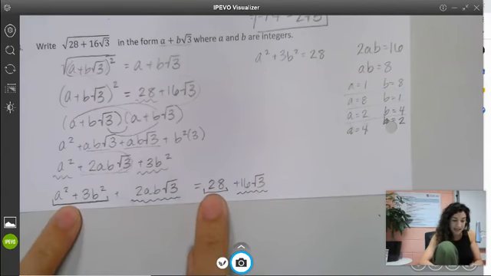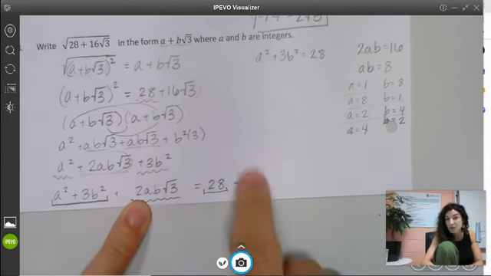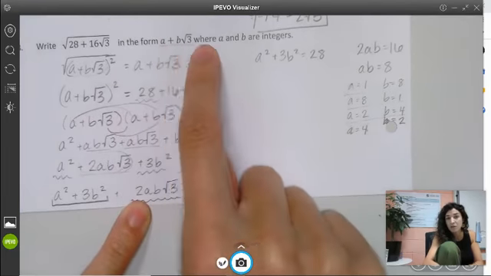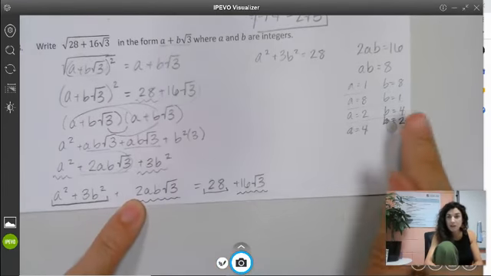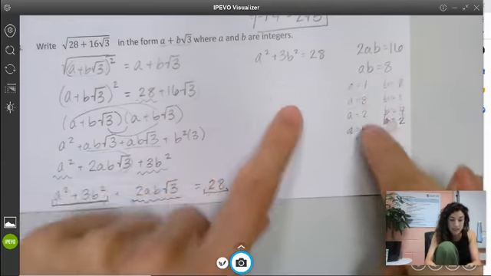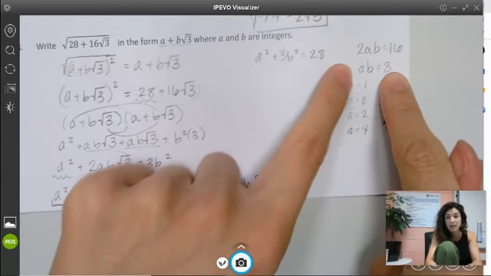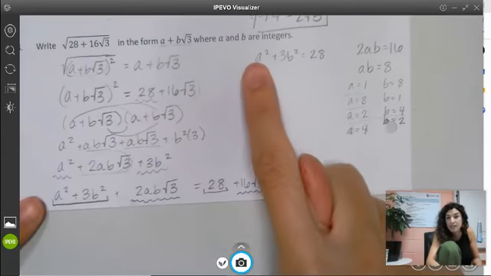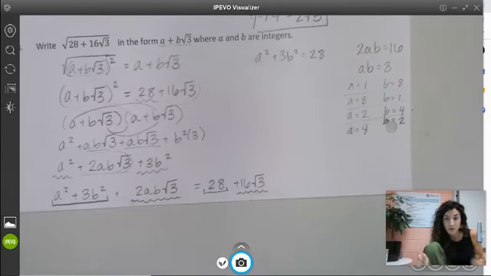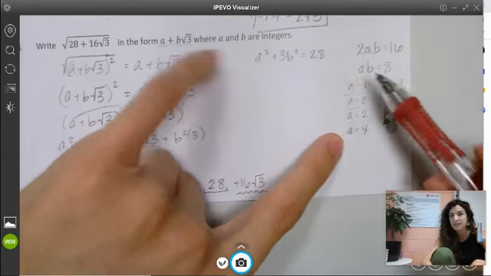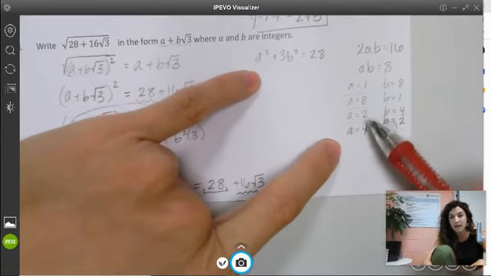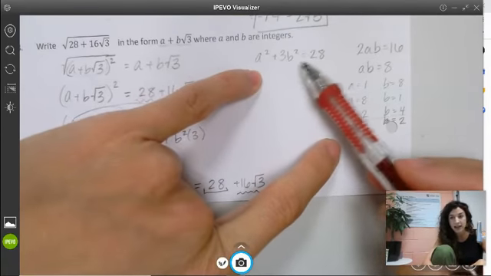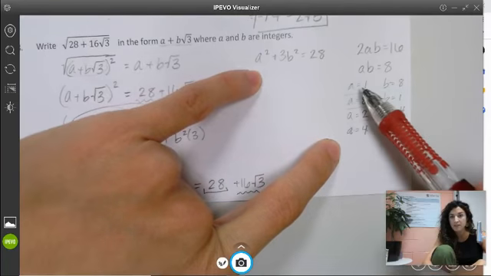Then I broke it down into pieces again. I said, well, hey, this expression right here must be equal to this expression right here, and this expression right here must be equal to this expression right here if it were to be rewritten in this form. So then, using this, I said, hey, a times b equals 8. There's only so many options, whereas a squared plus 3b squared equals 28 could be a lot of options. So I'd rather start with this and try and piece it together. Which of these pairs will agree with this?